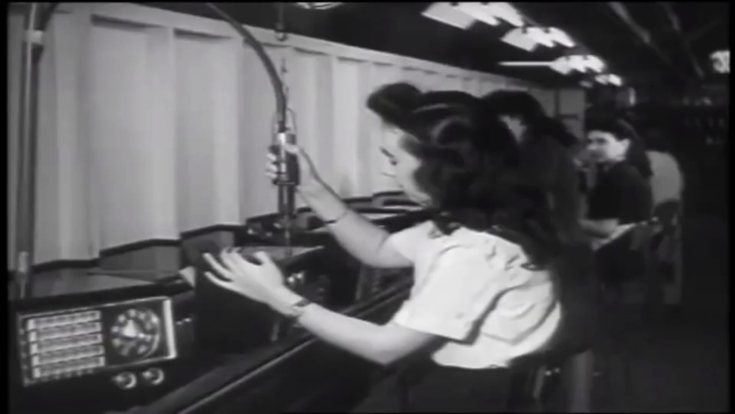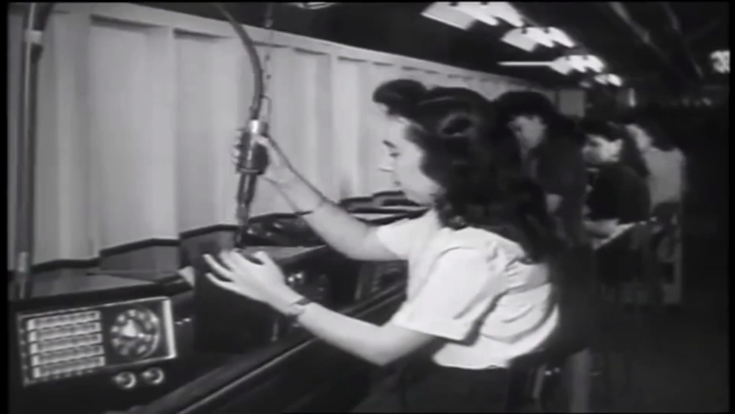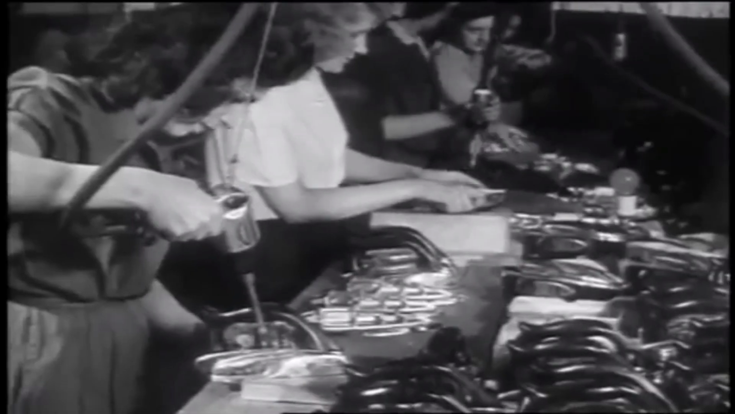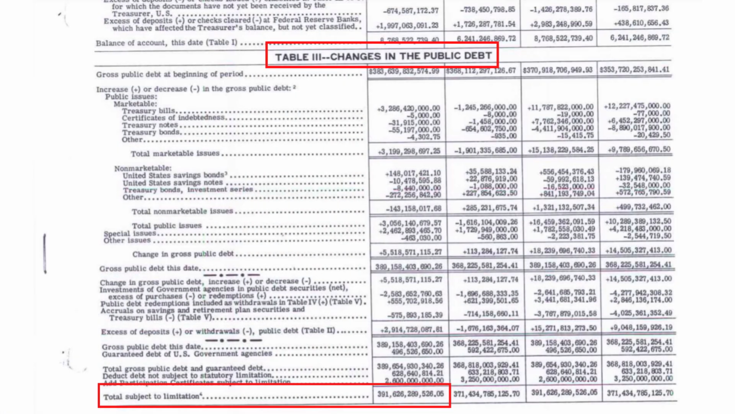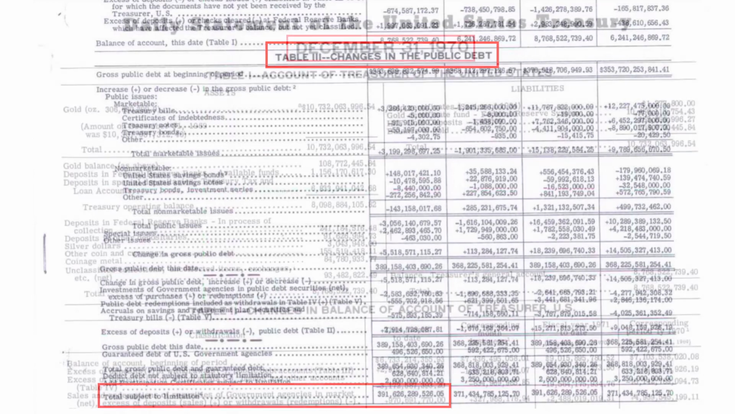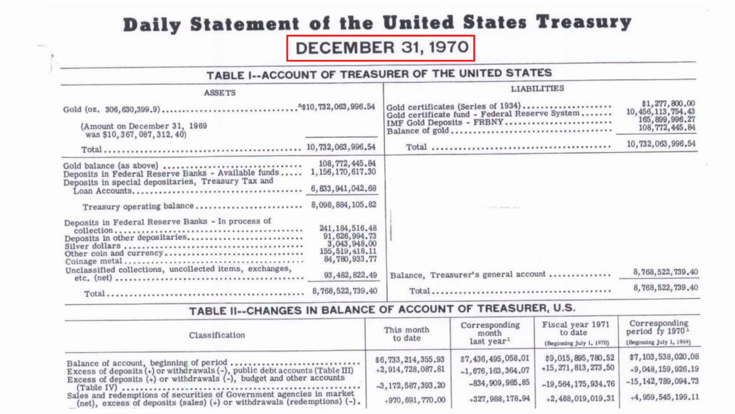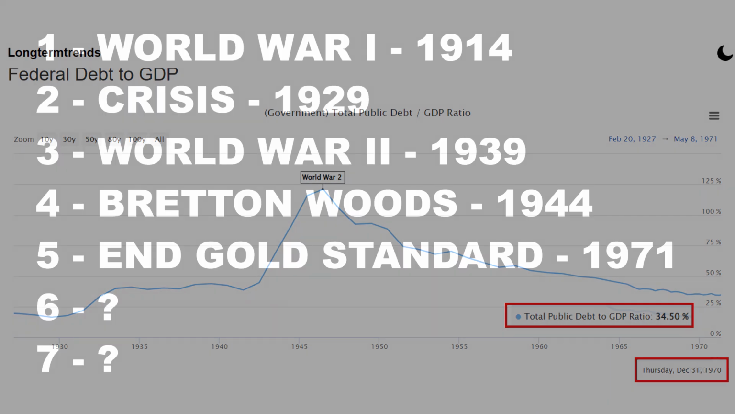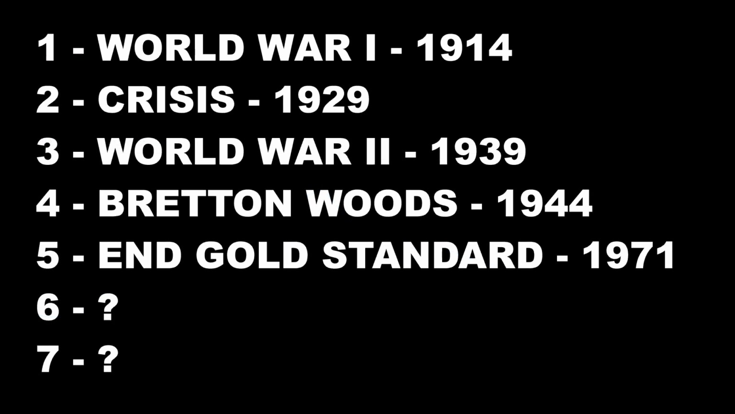In the following years, with the end of World War II, and with the economic boom that would follow, the United States public debt would reach the value of $391 billion in 1970. However, this value would once again represent only 34.5% of the GDP of the United States due to economic growth. At this moment, we got to the fifth event, the end of the gold standard in 1971.